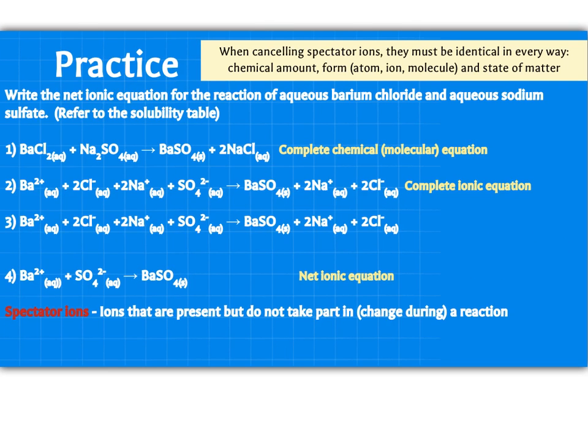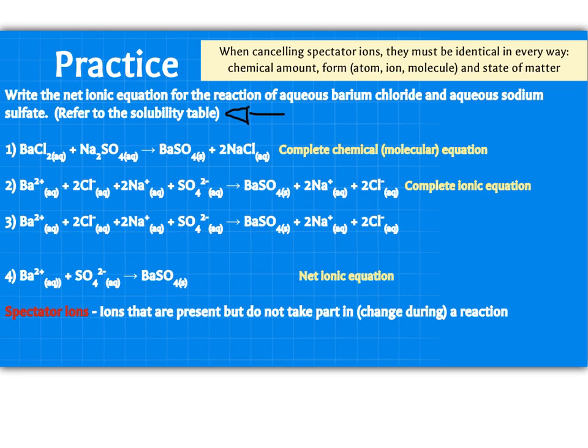We're now going to go through those 4 steps in this example. So the question that you would get is right here at the top, write the net ionic equation for the reaction of aqueous barium chloride and aqueous sodium sulfate. It says refer to the solubility table, meaning that you're going to need to make sure you know what is going to be aqueous and what is going to be solid in your products.